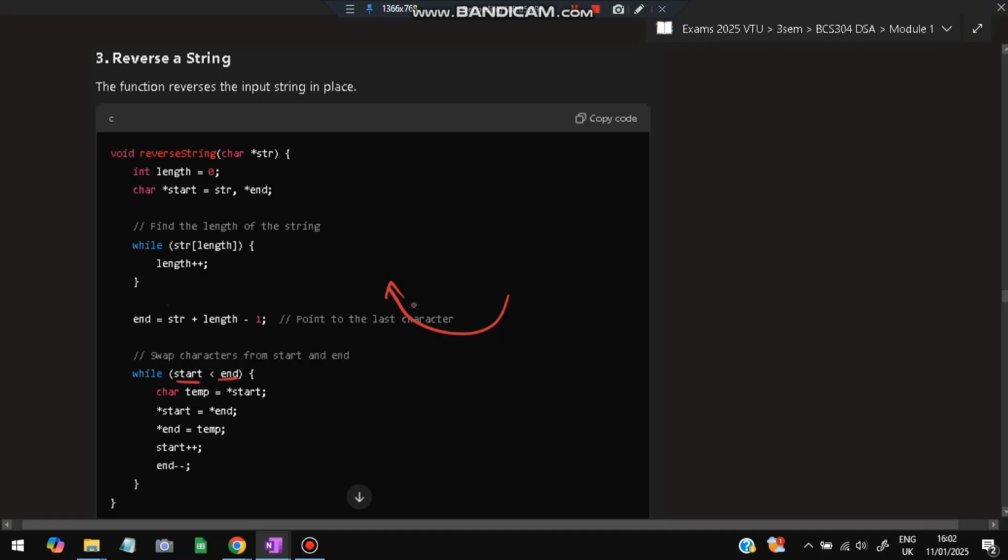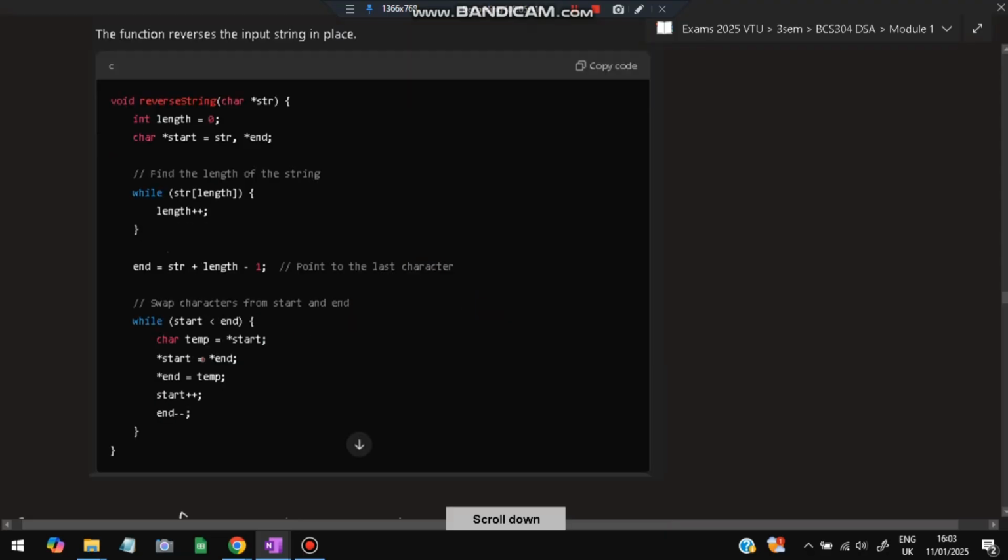While start is less than end, that means we still have characters to swap. If all of them are swapped, the string will end. So we take temp equal to start, inside start we put end, and inside end we put temp. So basically we are swapping start with end. After that we do start plus plus, end minus minus.